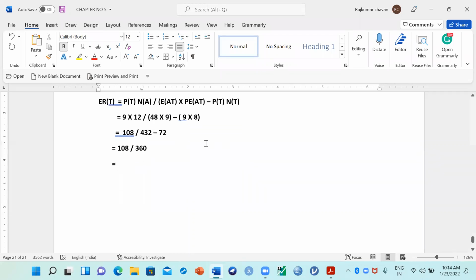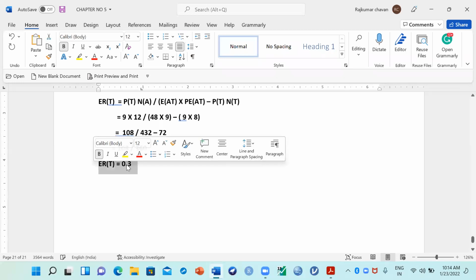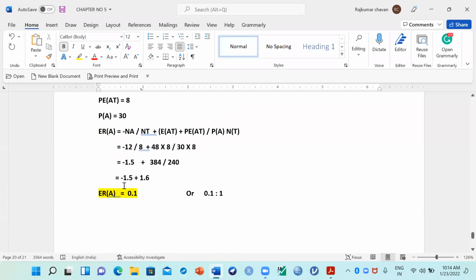All of you calculate and tell me what value you are getting for the exchange ratio in case of ERT. Can you put your answer in the chat box? 0.3. So this will be my ERT. Let me bold it here. This was the first, second, and this.